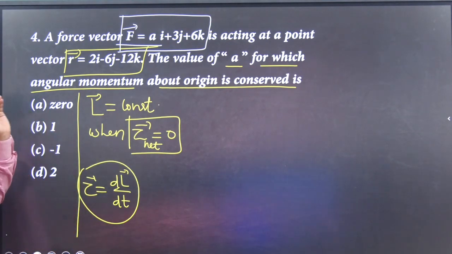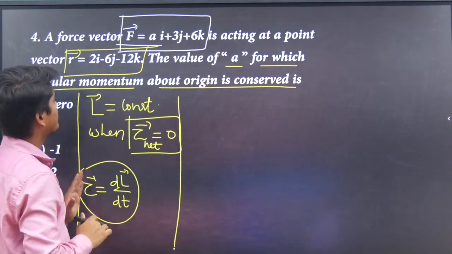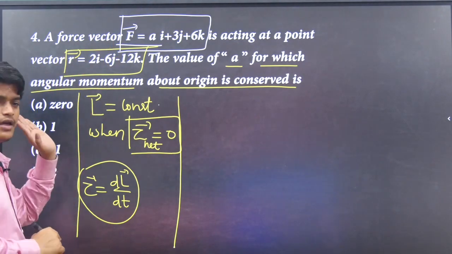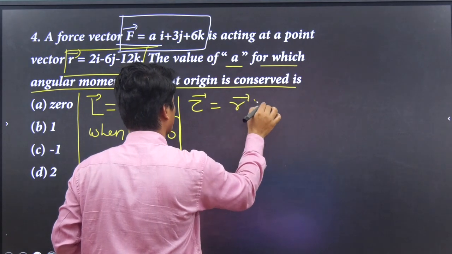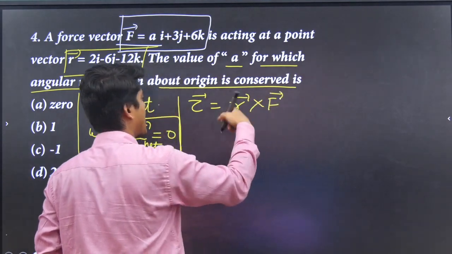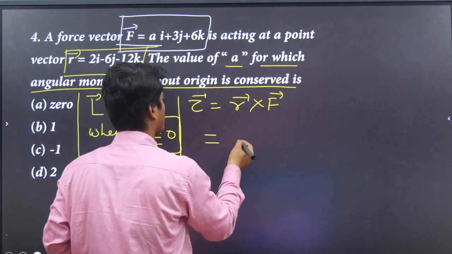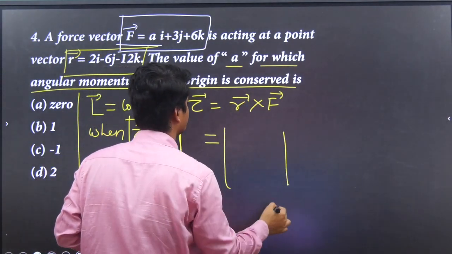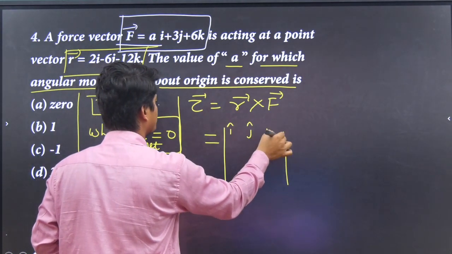So this formula you know. Now here net torque is 0, but here you see torque is not given directly, they have given R and F. Now similar formula, torque equal to how much? Now vector product will be there, that is R cross F, and if R and F is given in vector format, then you can calculate determinant wise. Now here you see, I can write here it is I, here it is J, here it is K.